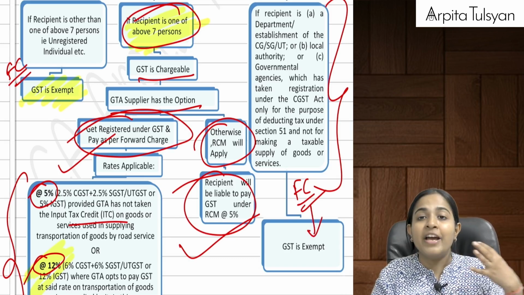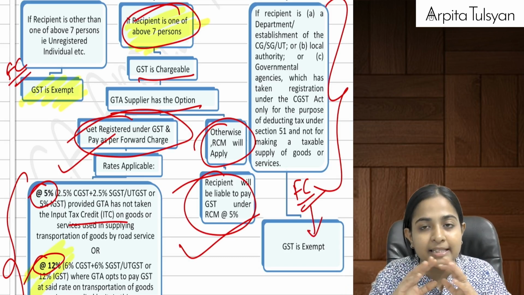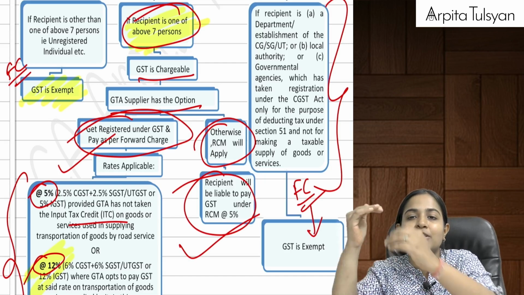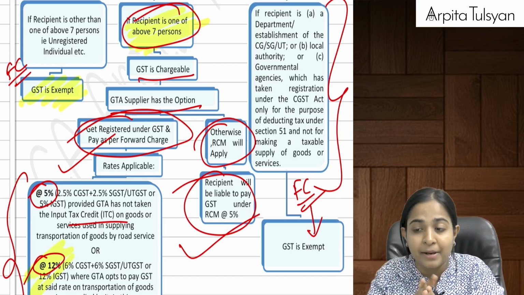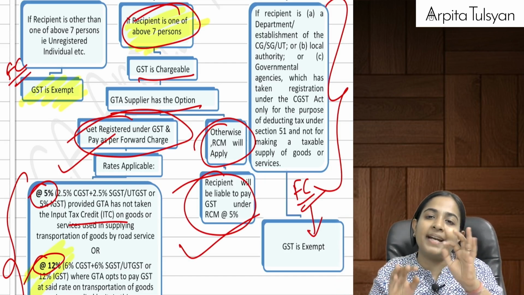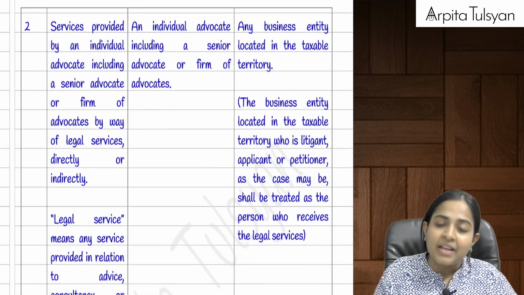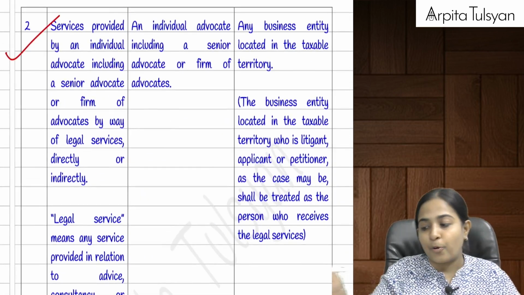The conclusion is, if GTA does not want to get himself registered under GST, and if he is providing services to those 7 people, then RCM will be applicable. The recipients will be liable to pay tax at the rate of 5%. Very clear with this? Okay, this was the first point. Now going on to the next point.